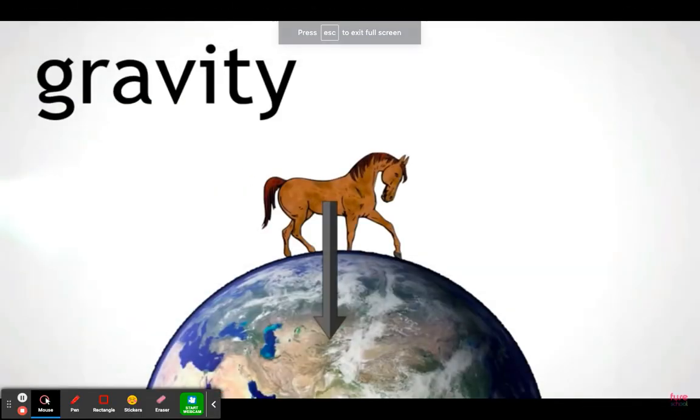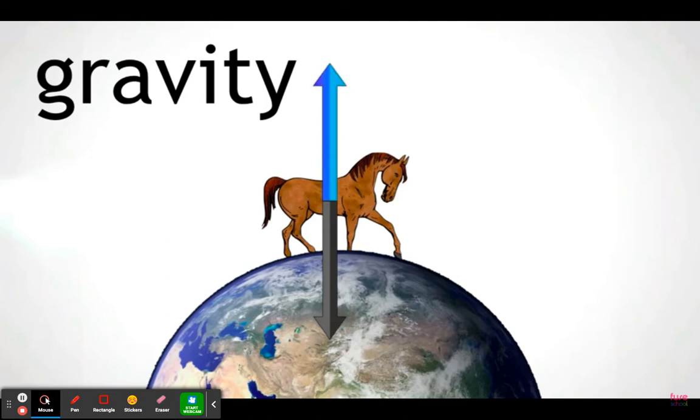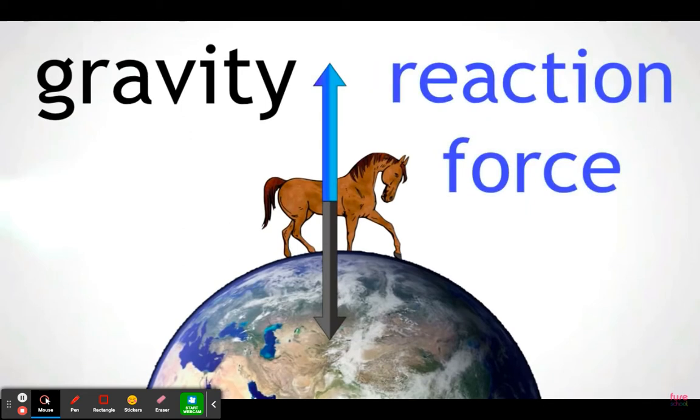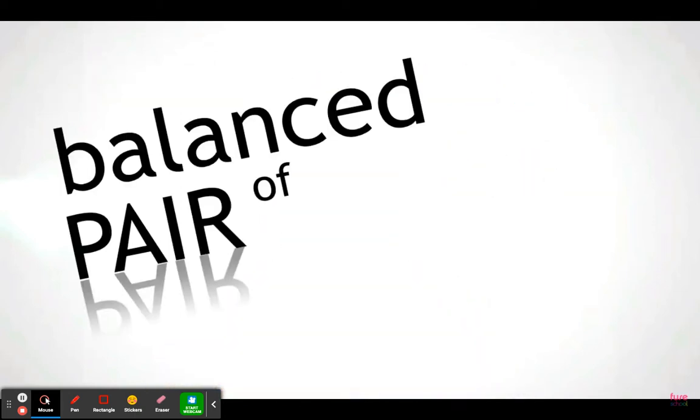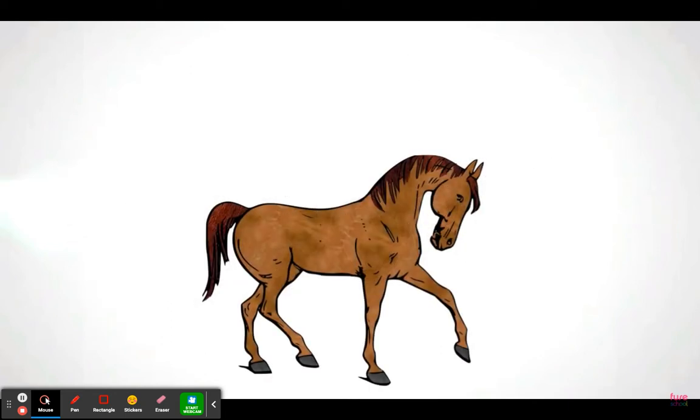As this is not the case, there must be a force opposing the force of gravity. An arrow is drawn in the opposite direction, but equal in size. This force is called the reaction force. As the reaction force is the same size, but acts in the opposite direction to the horse's weight, these two forces are a balanced pair of forces. There are other forces acting on the horse.